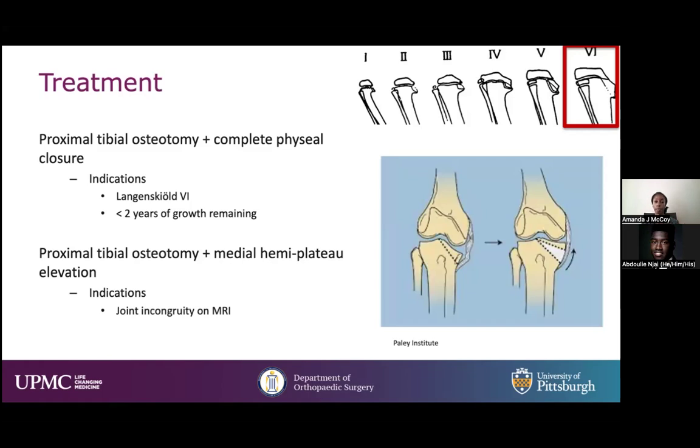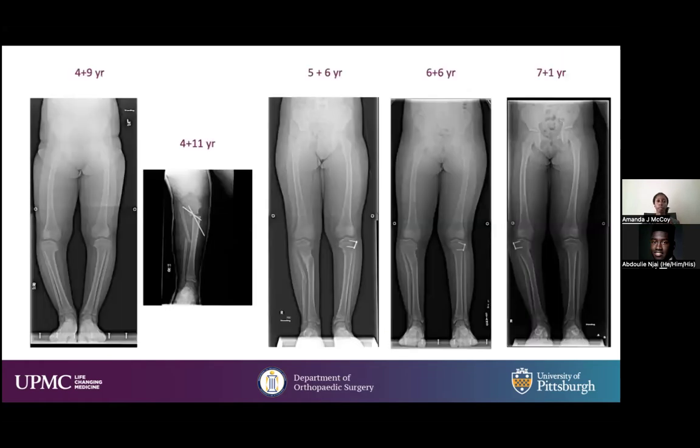Other times you can consider doing a medial hemiplateau elevation. This is for joint incongruity seen on MRI. Oftentimes in young children you may have a downsloping medial plateau, but this will likely remodel over time once you correct their mechanical axis. So this is a patient of mine that initially presented when she was almost 5.